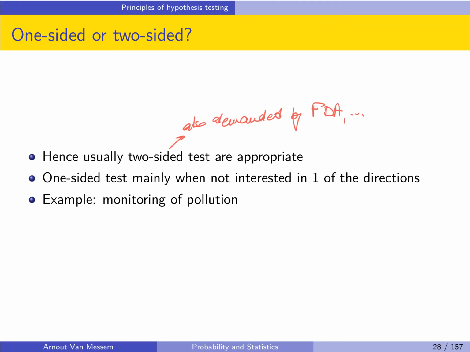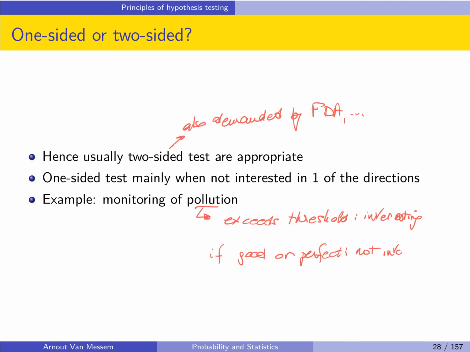The only time you do a one-sided test is when you are not interested at all in one of the directions. So, for example, if you monitor pollution, you want to know if the pollution exceeds a certain threshold. That's interesting, but if my air quality is good, perfect, or superb, I don't care. I want my air quality to be good, so I want to be below a certain threshold of pollution. So I have here only a one-sided interest. I only do a one-sided test in the direction that I'm interested in. I will not test for good, perfect, better, best, superb. I will just see, is my pollution too heavy or not?